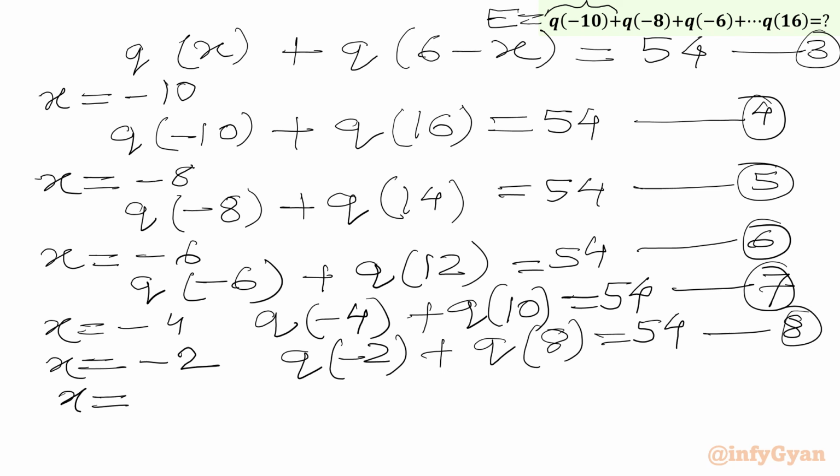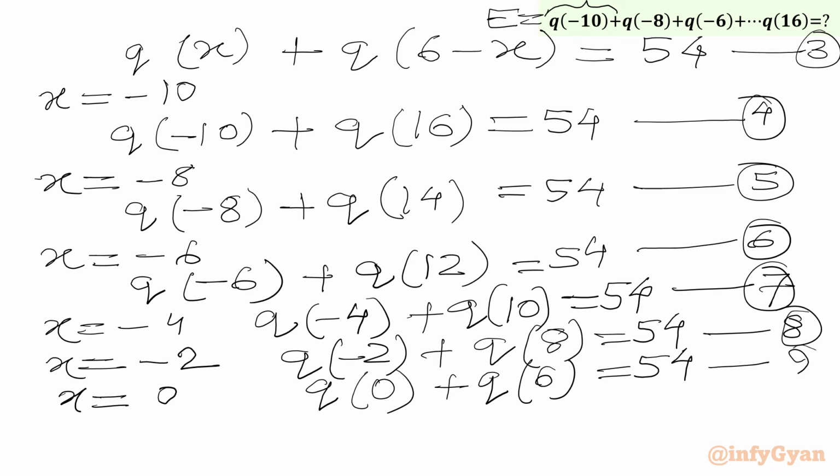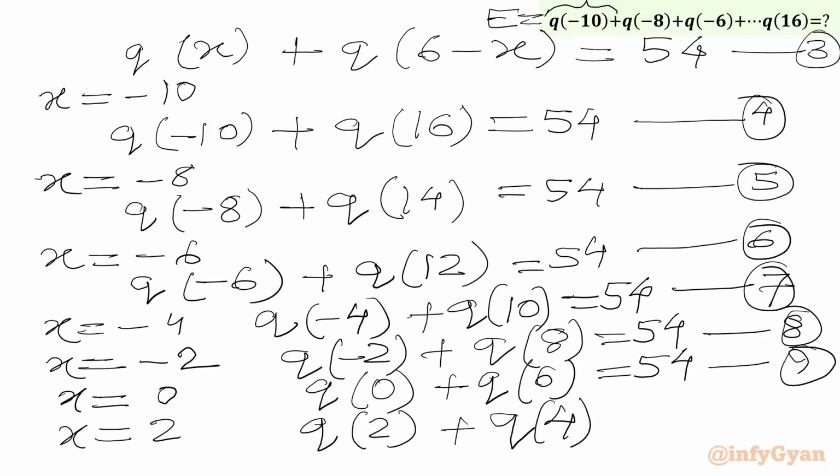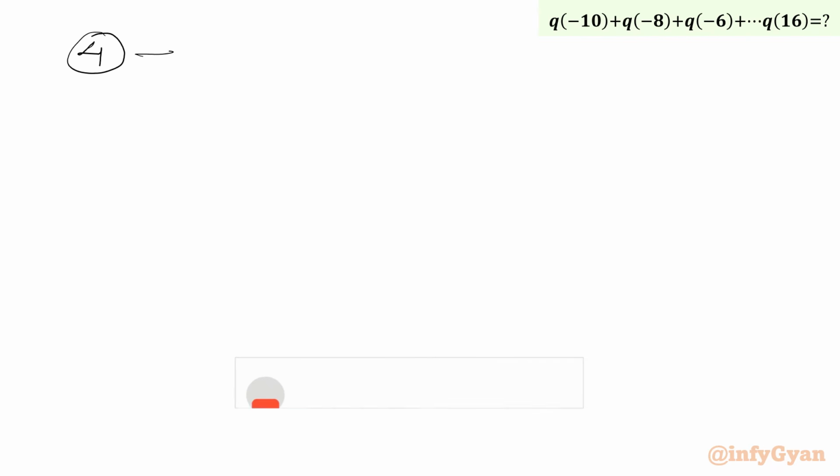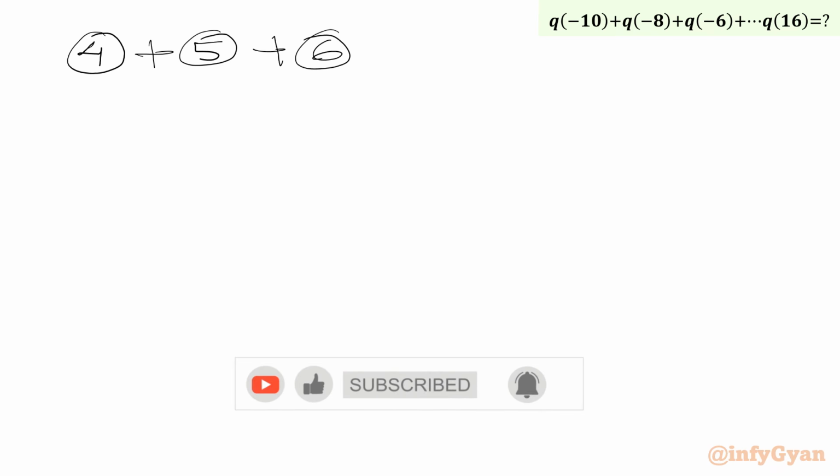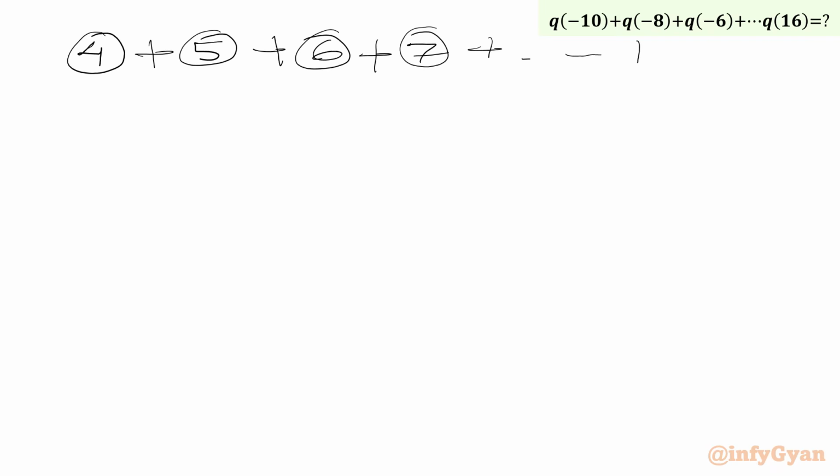In the same way, if we will plug in x equal to 0, we are going to get q of 0 plus q of 6 equal to 54. This is our equation number 9. Then we have to plug in x equal to 2. So we will get q of 2 plus q of 4 equal to 54, and this will be equation number 10. Now required expression is our LHS of all the equations from 4 to 10. So we are going to add 4, 5, 6, 7, 8, 9, 10. I will write here equation 4 plus 5 plus 6 plus 7 plus up to equation number 10.